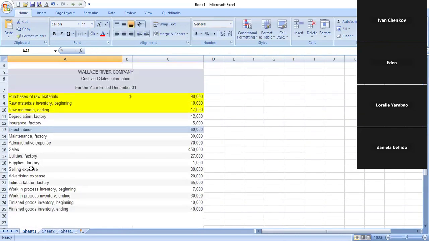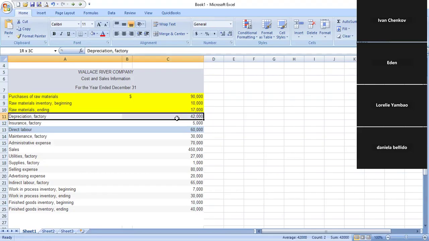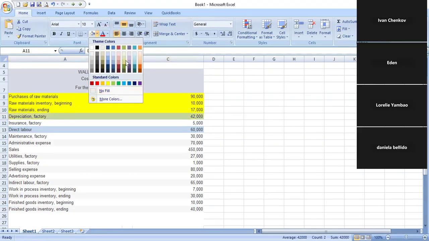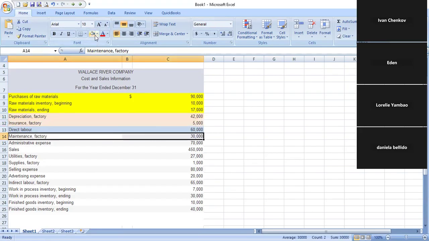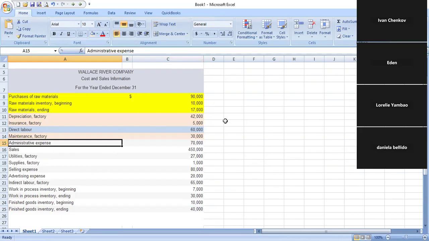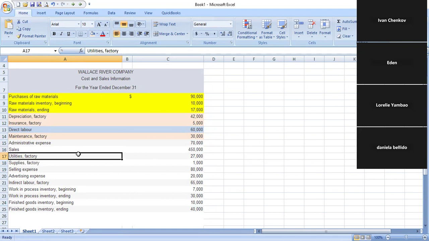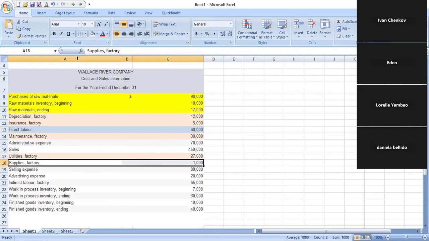Now for the manufacturing overhead, we're going to have a different thing. We have to take all the costs related to the factory. So manufacturing overhead will be the depreciation. If we go line by line, depreciation will be the first one. Insurance factory, second one. Then we have maintenance factory, third one. Administration expense will go somewhere else, that's not related. Sales, that's not a cost. We're chasing cost here. Utilities factory will be another one. Supplies factory will be another one for us.